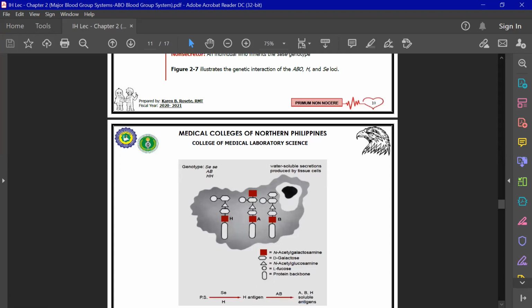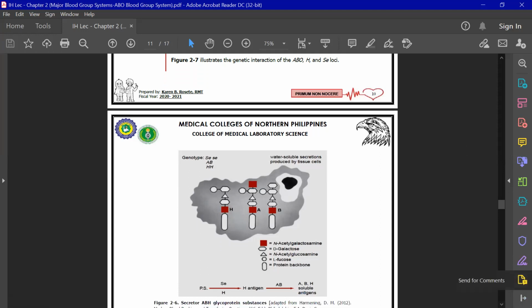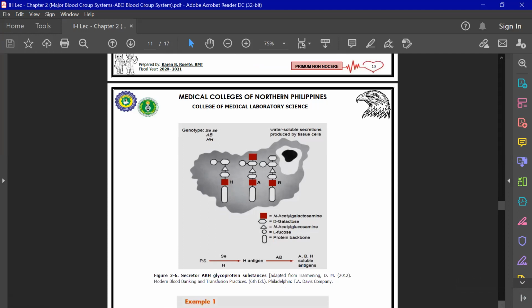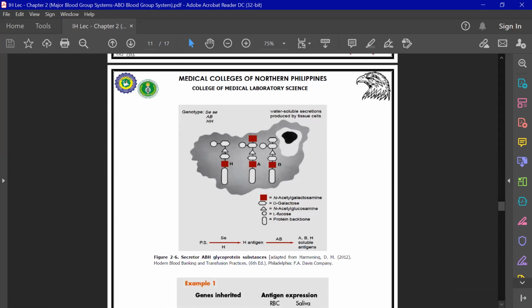So tandaan nyo ha kung paano na-form ang ating ABH red cell antigens and your ABH soluble antigens.